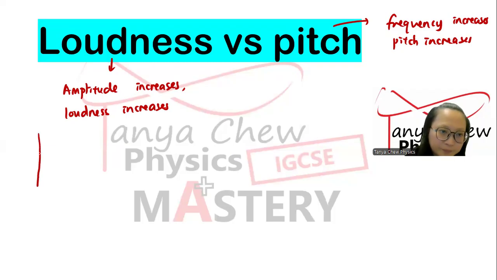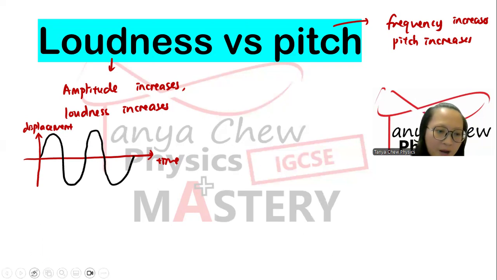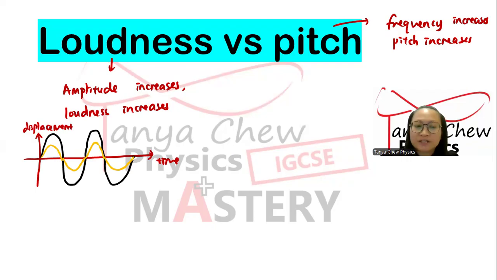I draw a graph. So if you compare, right? Okay, this is displacement. Y-axis is always displacement. X-axis could be time, could be distance, doesn't matter. So I want you to compare the black wave that I'm going to draw with the yellow wave. See this? So I will say that the yellow wave is softer because the yellow wave has lower amplitude. Amplitude, you look at the y-axis.